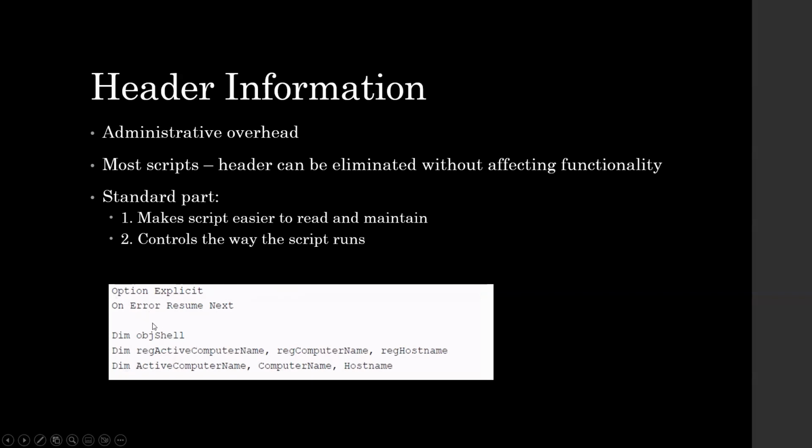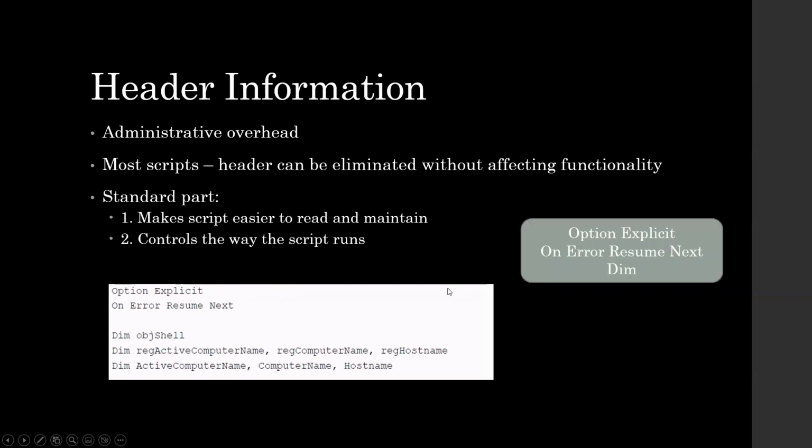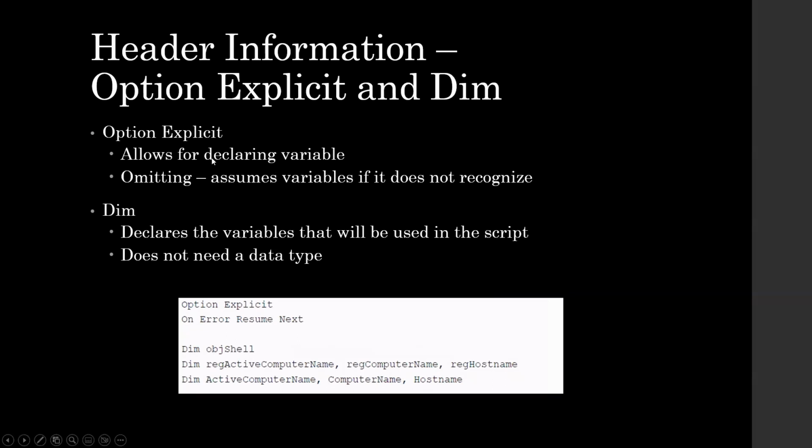And then here we've got some information about what's coming up. So the option explicit and the on error resume next and the dim, those are the 3 commands that you will find in your header. The option explicit, what that is doing is it's telling the script that I'm going to declare my variables at the beginning. Okay. If you omit that, it assumes the variables if it doesn't recognize them. So that's very much like VBScript not using the option explicit.